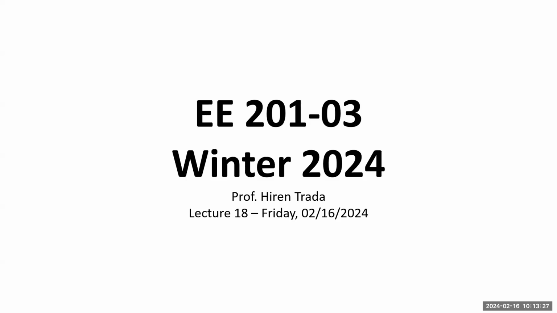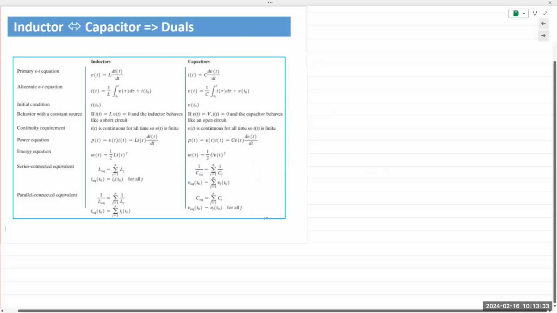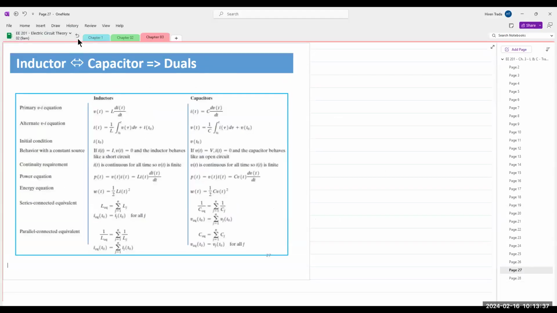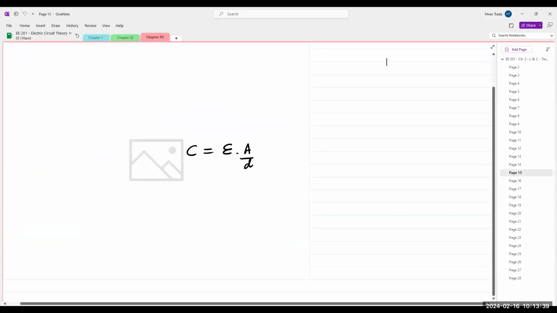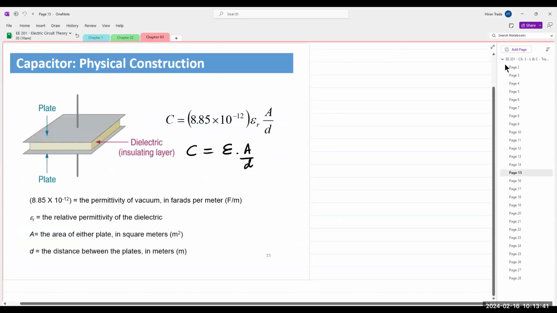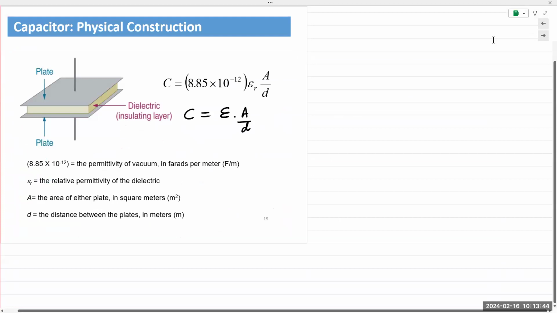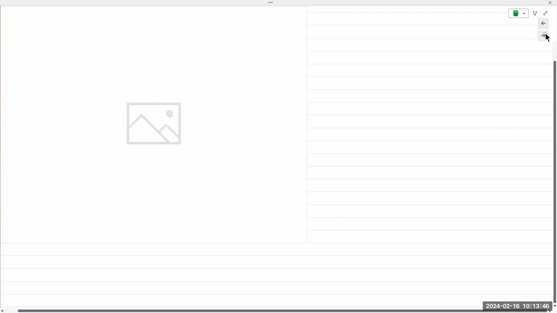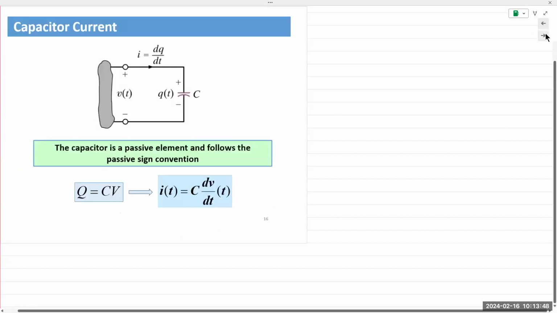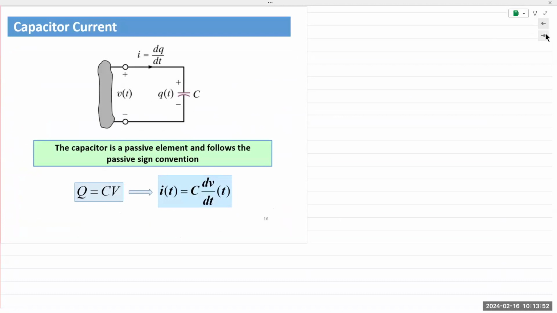So let's get to our slides for today. We stop here, physical construction of the capacitor. And then we look at the voltage and current for the capacitor.